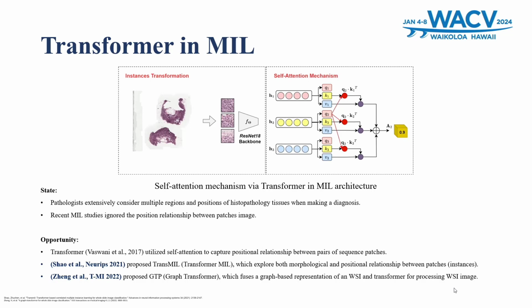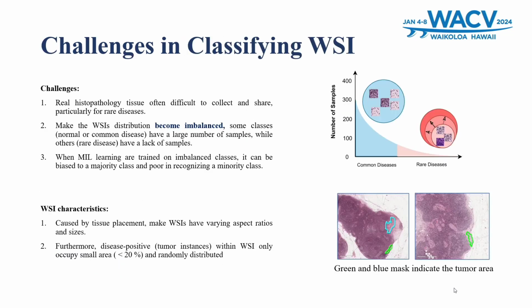Shao et al., in NeurIPS 2021, proposed TransMIL, combining Transformer and MIL, which explores morphological and positional relationships between patches. Zhang et al., in TMI 2022, proposed GTP, a graph transformer, which fuses a graph-based representation of a WSI and a transformer for processing whole slide images. However, we realize that there is a gap and challenge in classifying WSI.